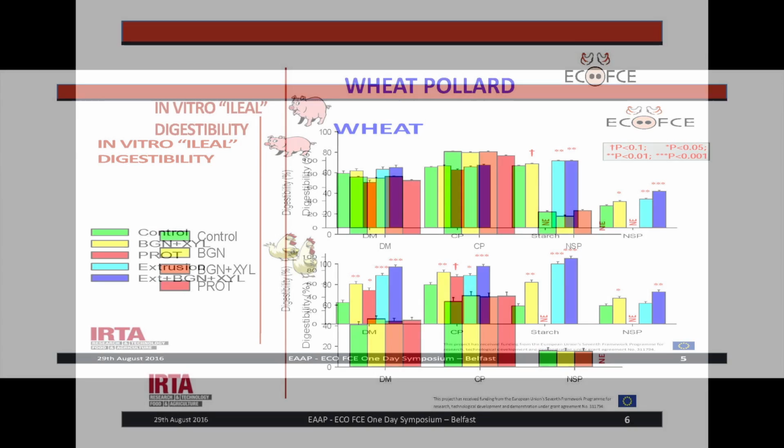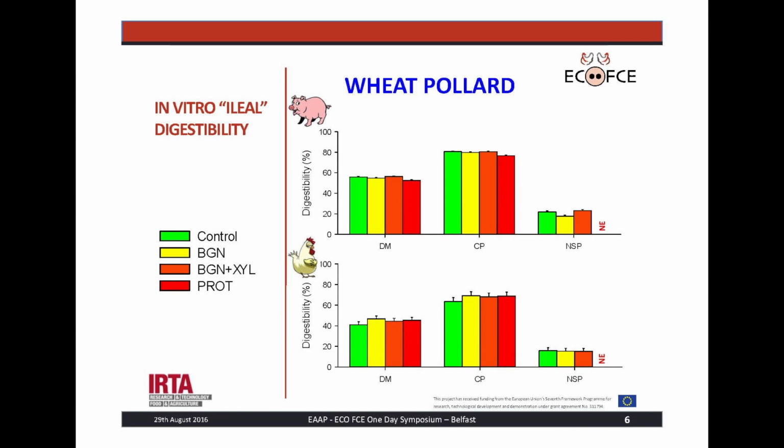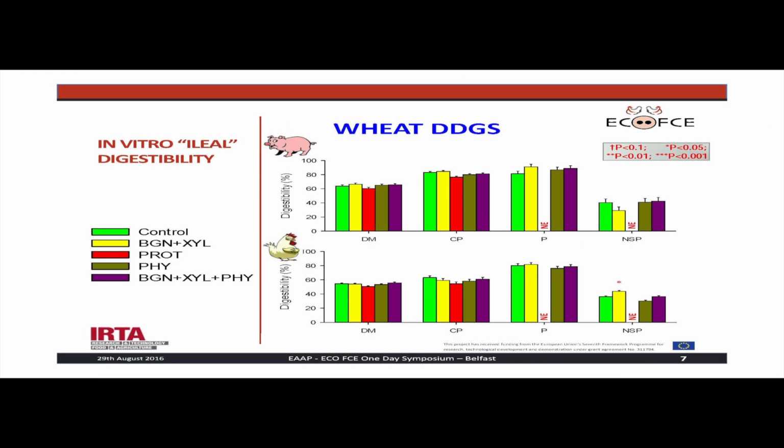That's with milling. With wheat millings, we didn't see any effects in this in vitro approach for any of the nutrients tested, for either beta-glucanase and xylanase, or protease, either for the pig simulation model or for the poultry simulation. With the wheat DDGS, we did not see any effect either for the pig model, and for the poultry model, we only observed an effect of beta-glucanase and xylanase on the NSP fraction.